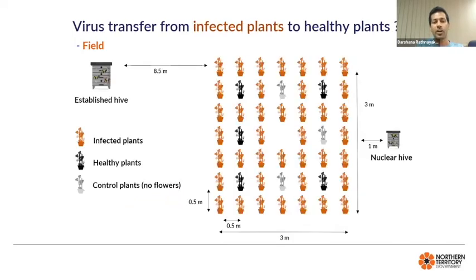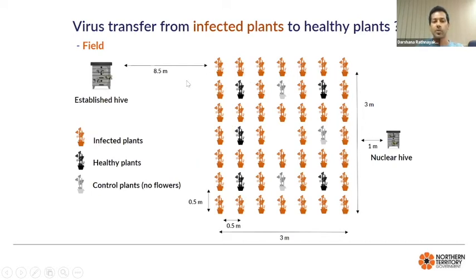In the first field trial, we placed CGMMV positive watermelon plants at flowering stage in the field site. And in between those positive watermelon plants, we placed healthy watermelon plants at flowering stage. We also placed watermelon plants with no flowers as a control for this field trial. We used 2 CGMMV-free beehives, and then we allowed bees to pollinate both infected and healthy plants for 5 consecutive days.